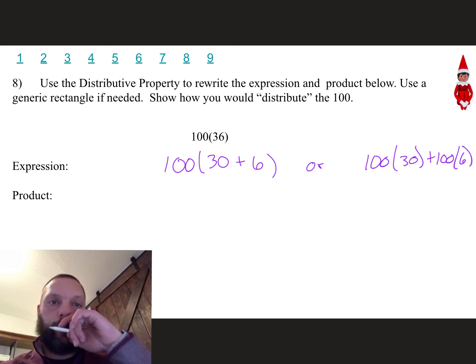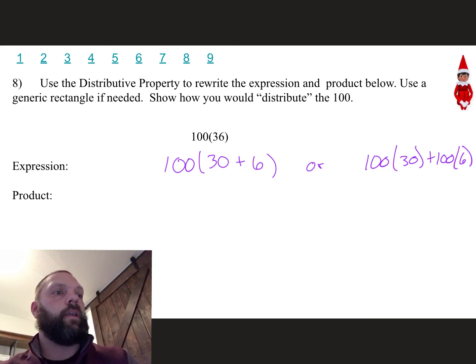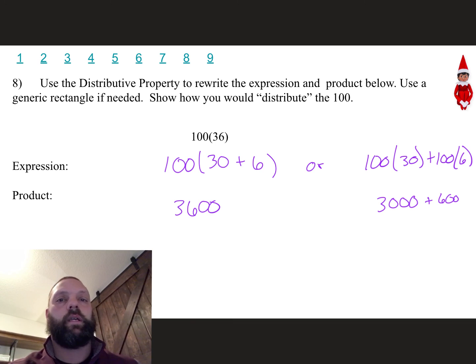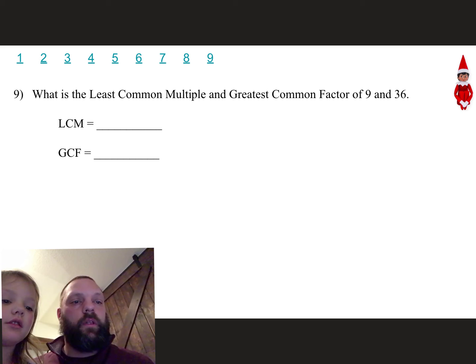To find the product, then I'm going to do my 3000, and then the 6 is going to be plus 600. So my product is going to be 3600. Okay? Remember, either one of those top answers for the expression will work on Canvas.